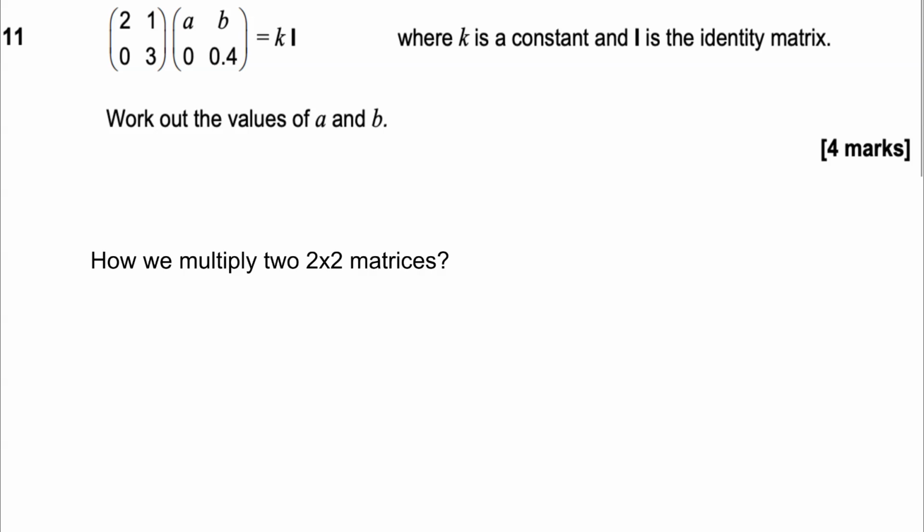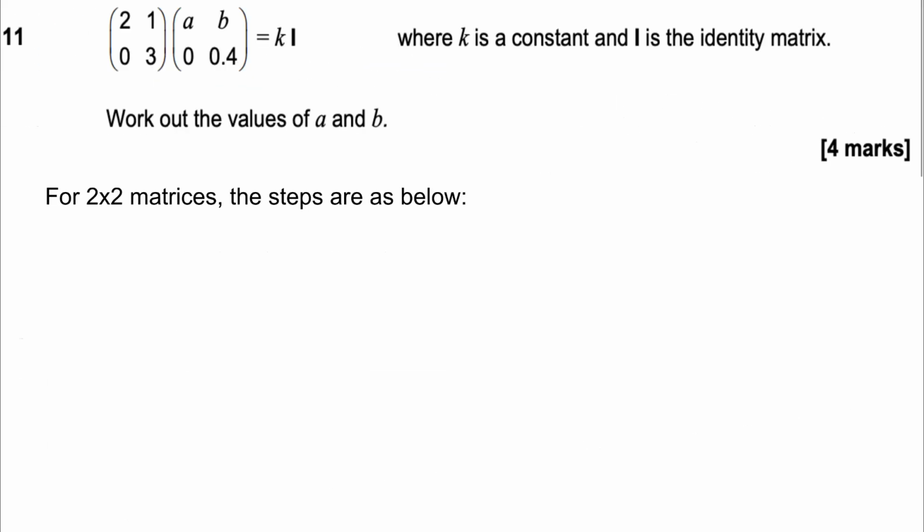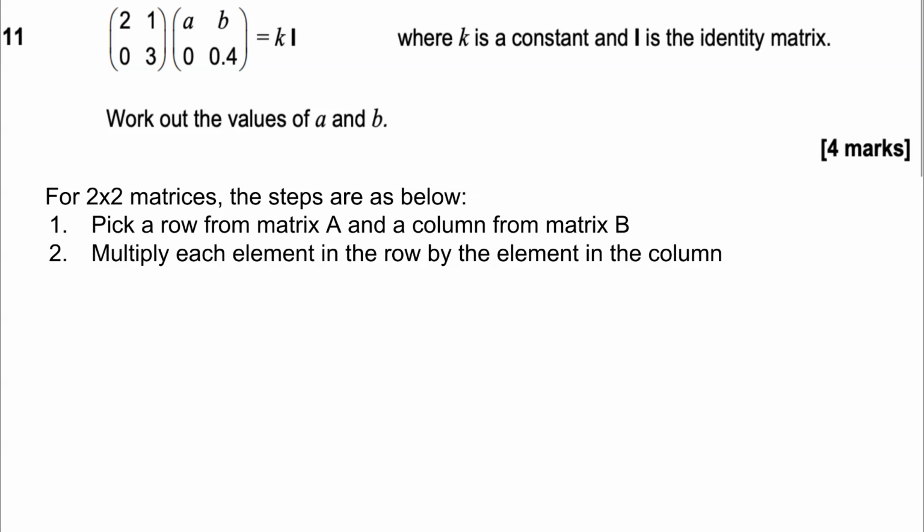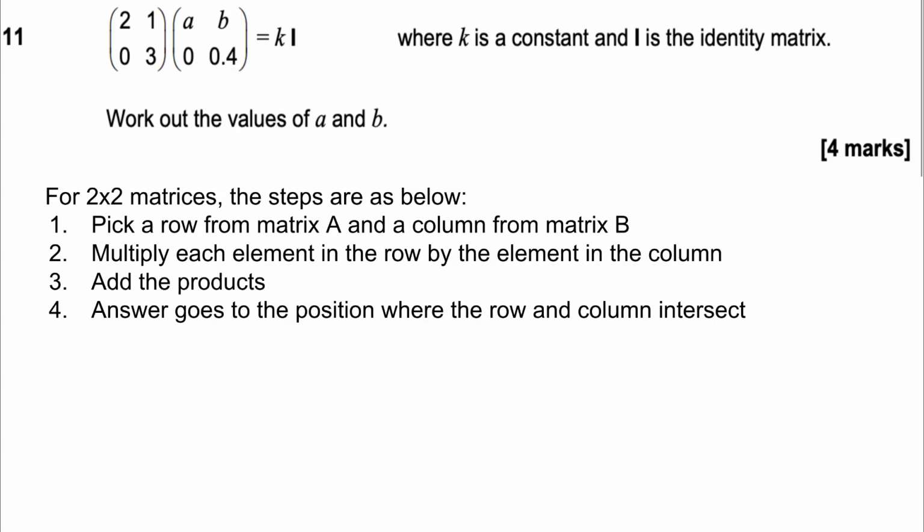Next, how do we multiply two matrices together? Well, you can use the dot product. How do we use the dot product again? First you pick a row from matrix A and a column from matrix B. Let's say I chose the row 2, 1 from matrix A and the column A, 0 from matrix B. Multiply each element in the row by the element in the column. So it will be 2 multiplied by A and 1 multiplied by 0. Adding them, we get 2A plus 0. And it will go to the position where the row and column intersect, so the top left.